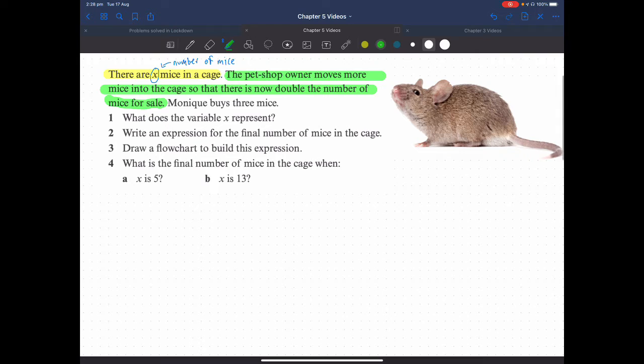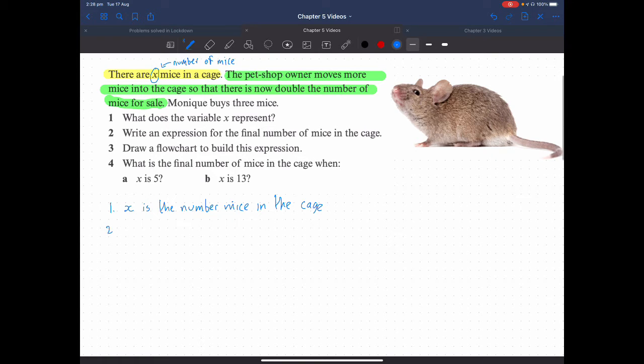Monique buys 3 mice. 1. What does the variable X represent? As I said at the start, X is the number of mice in the cage. So X is the number of mice in the cage.